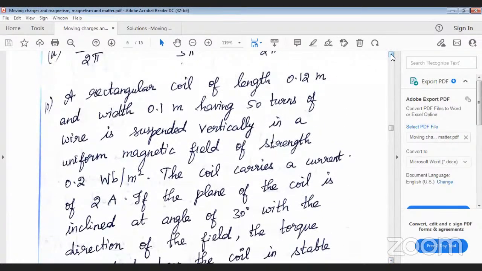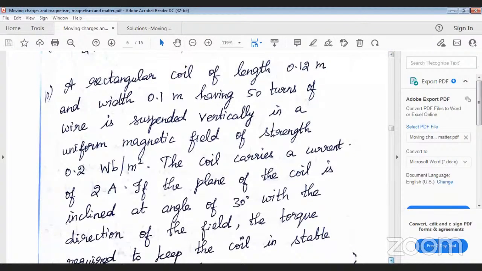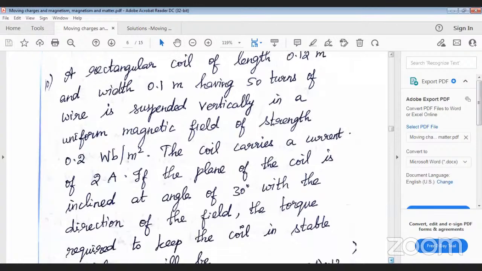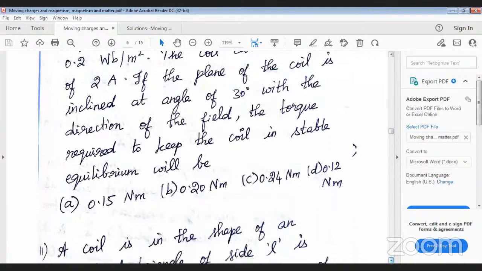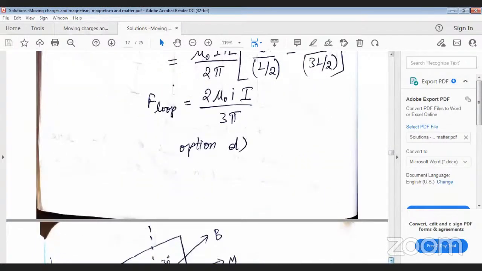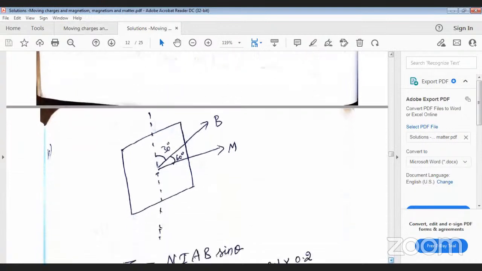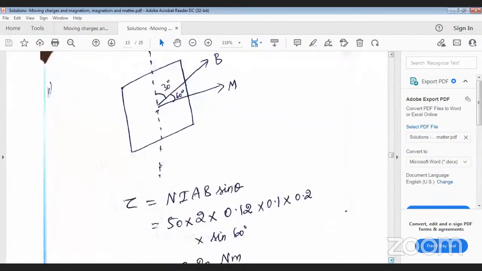a current carrying loop kept in a magnetic field, a current carrying rectangular coil. If it is kept in the field, what is the torque required to keep the coil in stable equilibrium? That we need to find out. This is the diagram for it, and you have the formula: tau equal to NIAB sin theta.